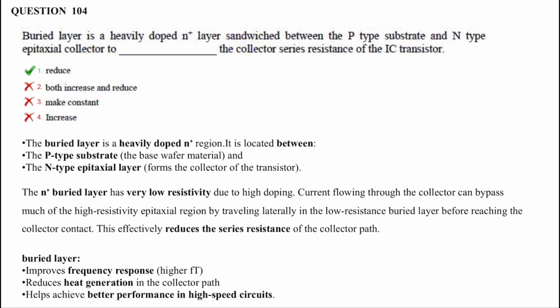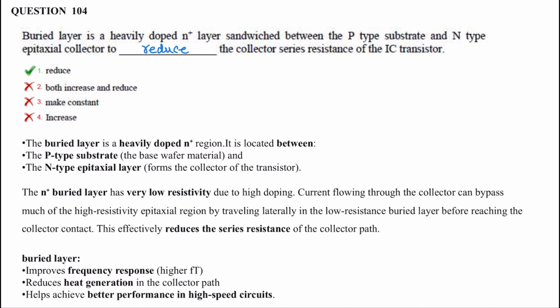Next question. The buried layer is a heavily doped N plus layer sandwiched between the P-type substrate and N-type epitaxial collector to dash the collector series resistance of IC transistor. The buried layer is a heavily doped N plus region located between the p-type substrate and n-type epitaxial layer. So correct answer is to decrease the collector series resistance of IC transistor.